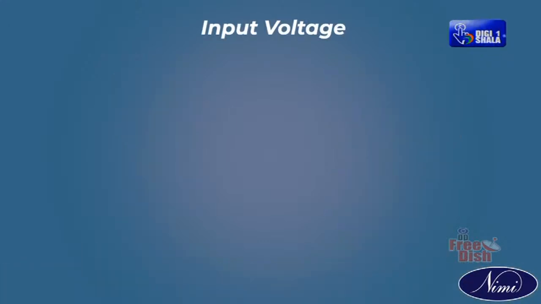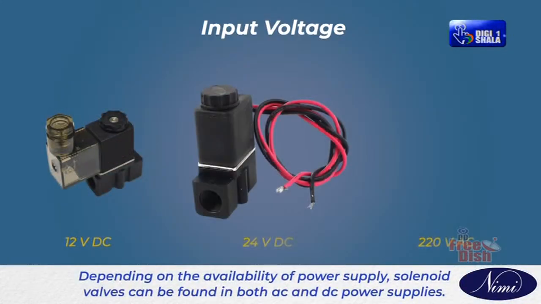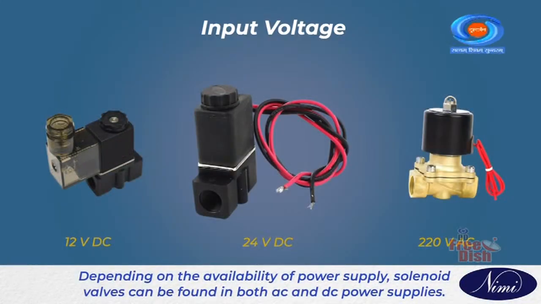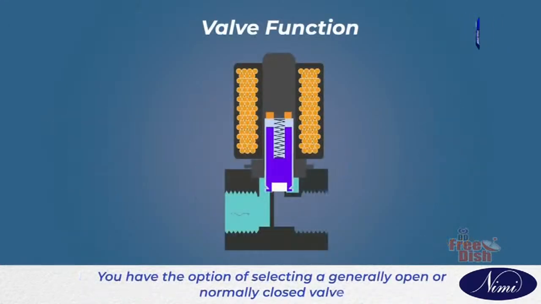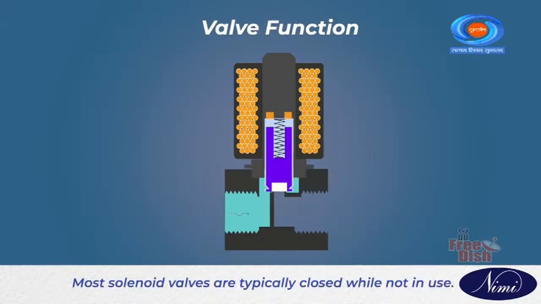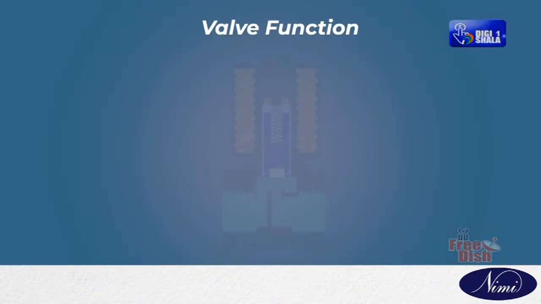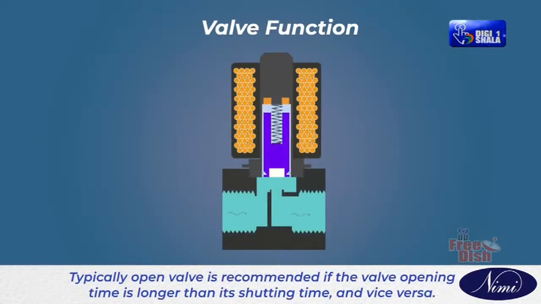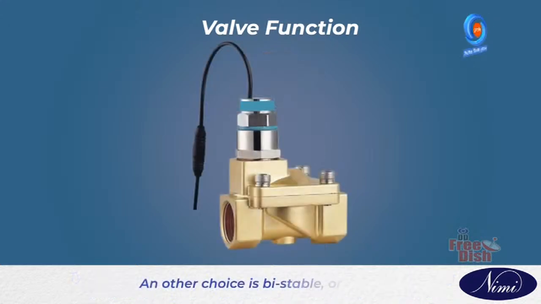Input voltage. Depending on the availability of power supply, solenoid valves can be found in both AC and DC power supplies. Valve function. You have the option of selecting a normally open or normally closed valve depending on the operating time period. Most solenoid valves are typically closed while not in use. A typically open valve is recommended if the valve's opening time is longer than its shutting time and vice versa. And another choice is bistable or latching.